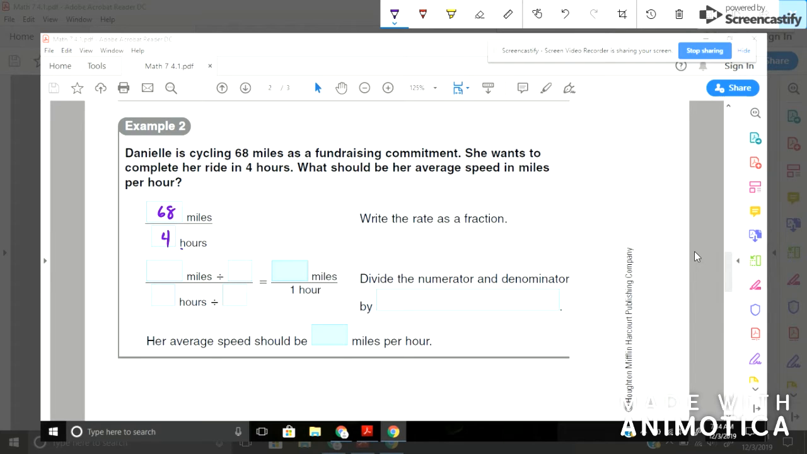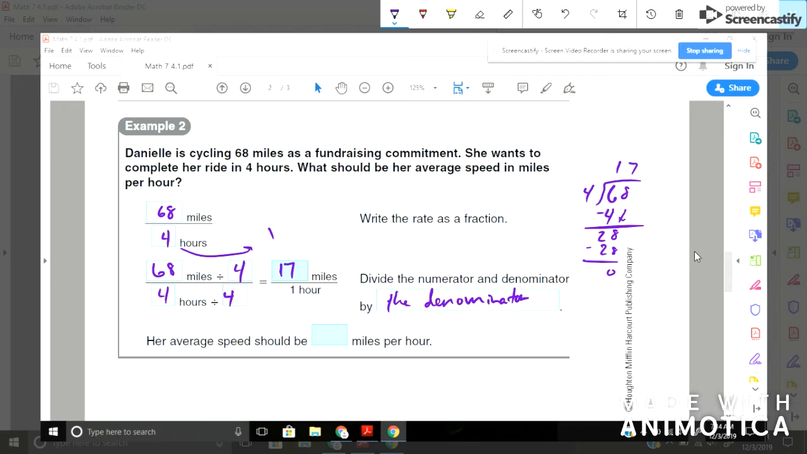So I need to get my hours to 1. So I just need to take 4 and divide it by 4, and do the same to the top. So hours divided by 4, top numerator divided by 4 to keep it an equivalent ratio. And when I take 68 and I divide by 4, 4 goes in once, 4 times 1 is 4, subtract, 2, bring down my 8, and 7, which is 28. And I'm finished. Okay, so 17 miles per hour. Again, we're dividing the numerator and the denominator by the denominator.